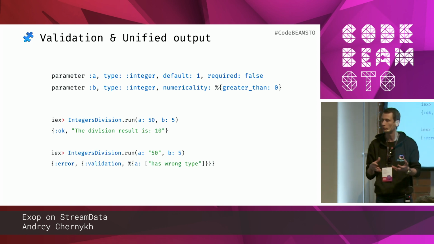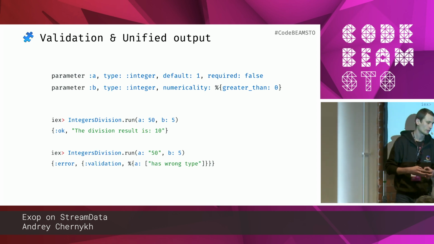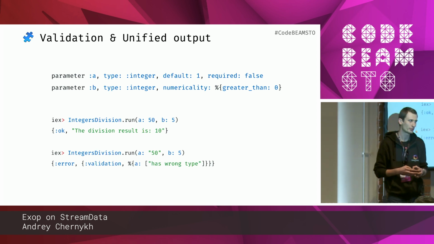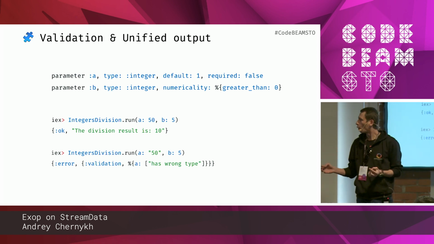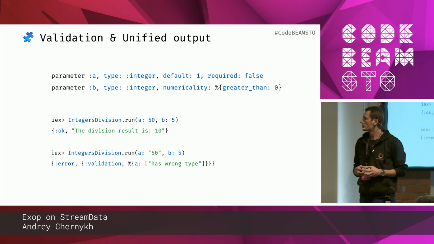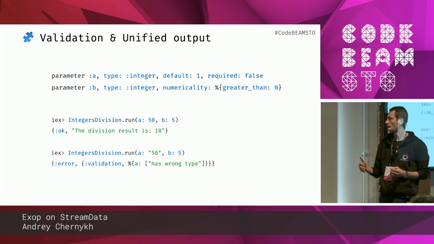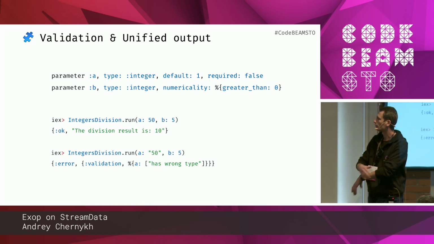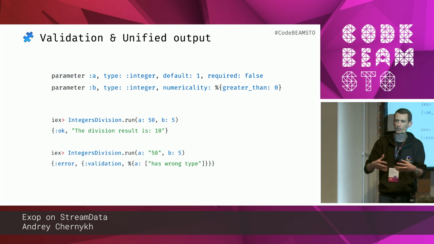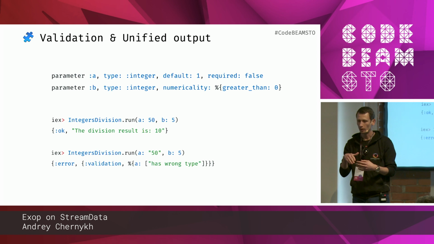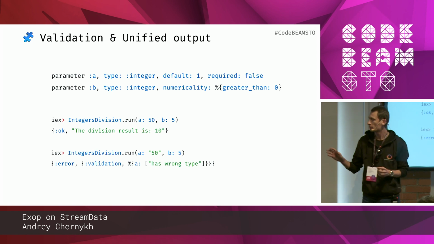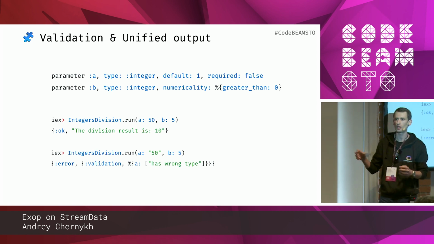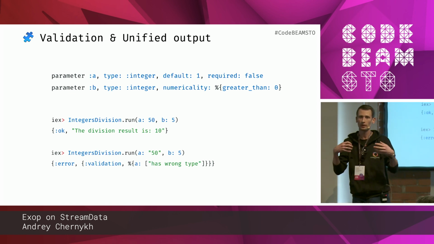Another good part of Exop is unified output, as we have already seen in OTP 22. No matter what went on, we always know that the result of the operation invocation is either an ok or error tuple. There is another version of the run function, which starts the validation and then invokes the process function within the operation module: the bang version of this function. In the successful case, it simply returns the unwrapped result. In the error case, it throws an error.